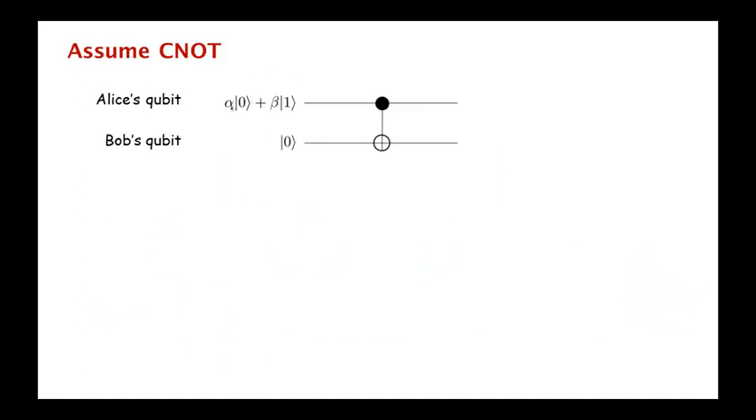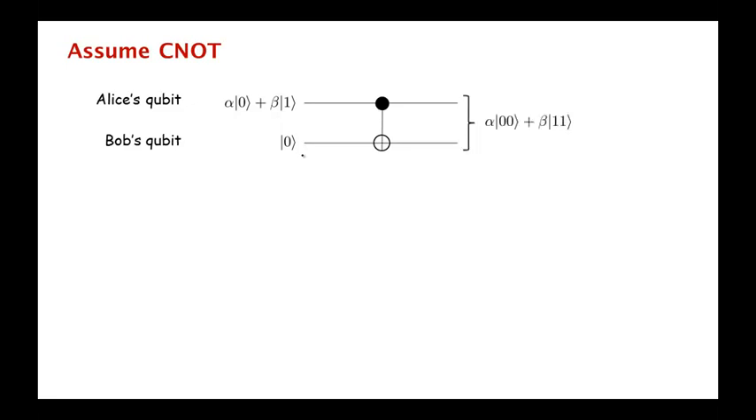So she has a qubit in the state alpha 0 plus beta 1. On the bottom here is Bob's initial qubit, which is initially in the state 0. I'm going to assume that Alice was able to perform a gate between her qubit and Bob's qubit. This is completely unrealistic, but it will help us understand how to proceed with teleportation. Okay, so she performs a C0.